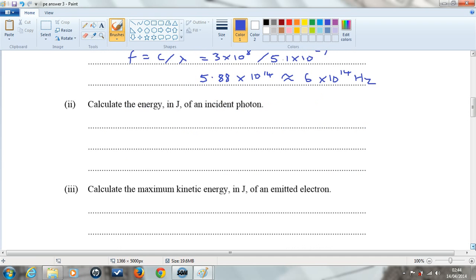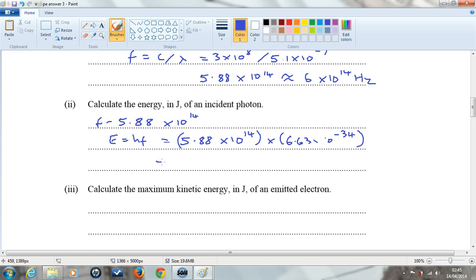The next part of the question wants us to calculate the energy in joules. Well, I know that my frequency, which I calculated beforehand, was 5.88 times 10 to the 14 Hertz. And I know what h is, so I can use E equals hf, plug my numbers in, 5.88 times 10 to the 14, stick some brackets around that, multiplied by my Planck's constant, my h, which is 6.63 times 10 to the minus 34. And when I plug those numbers into my equation, I get an energy for my photon of 3.9 times 10 to the minus 19 joules.